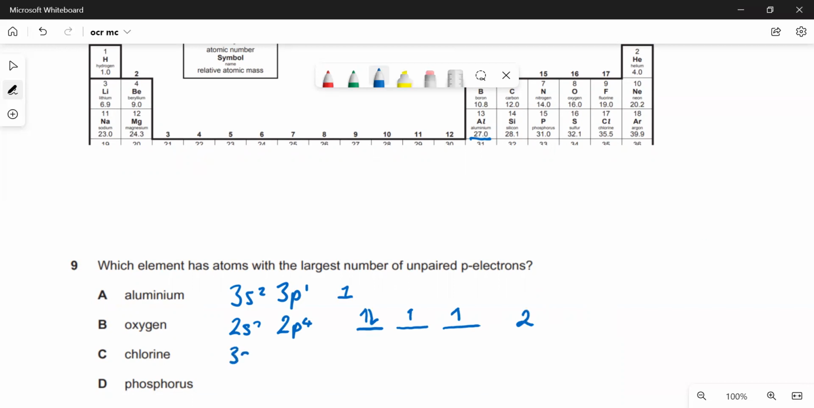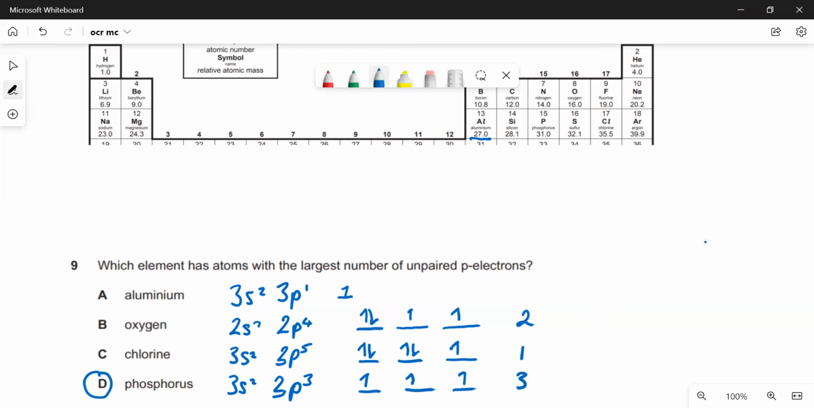Chlorine, well, that's 3s2 3p5, sorry. And again, if I just draw my p orbitals, they're going to occupy like that, pair up because they've got 2. So you can see there you've only got 1 unpaired p electron there. And phosphorus, this is going to be a 3, I think. So that's going to be 3s2 3p3. So that has got 3 electrons in the p orbitals, but each one's in a separate p orbital. They're not paired up, so that's got 3 unpaired electrons. So our answer is phosphorus.